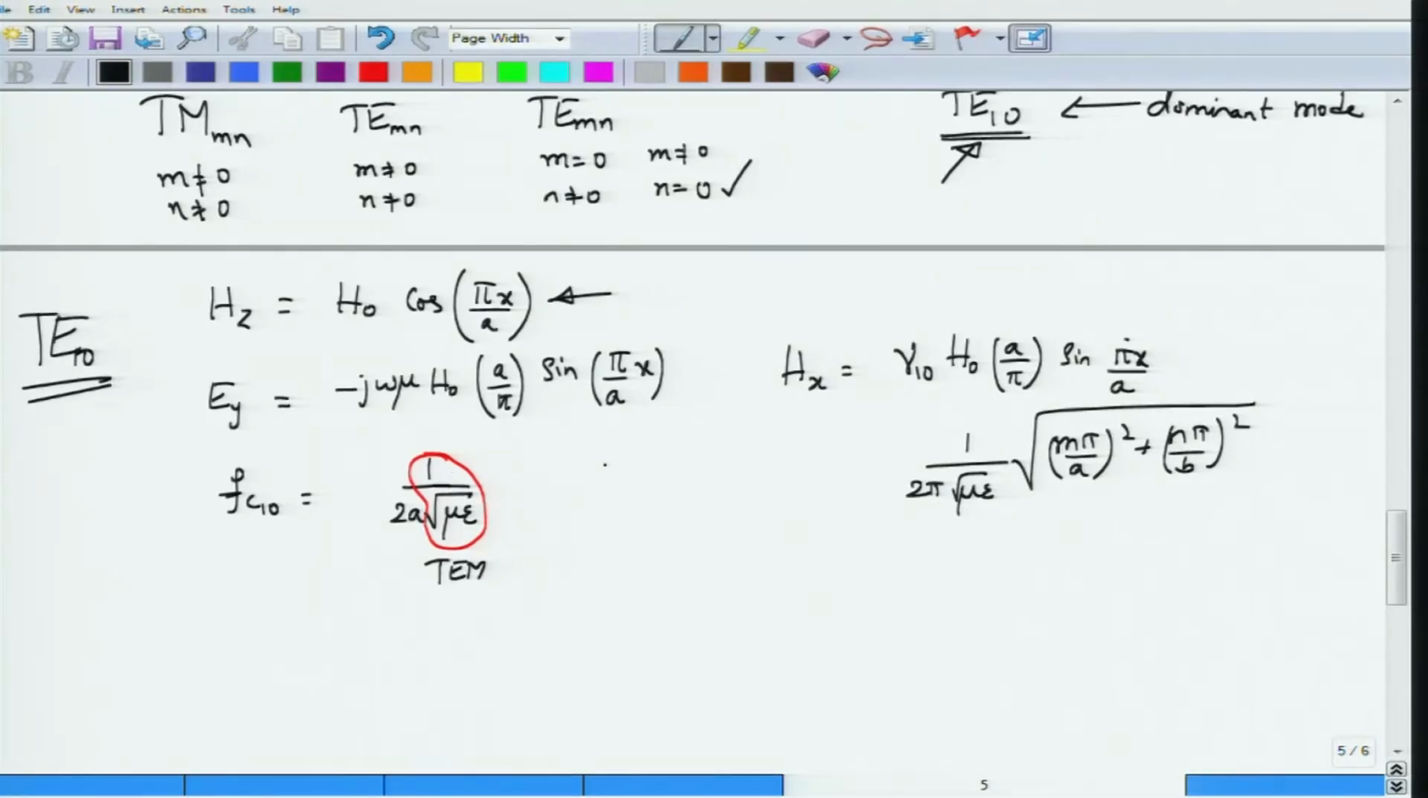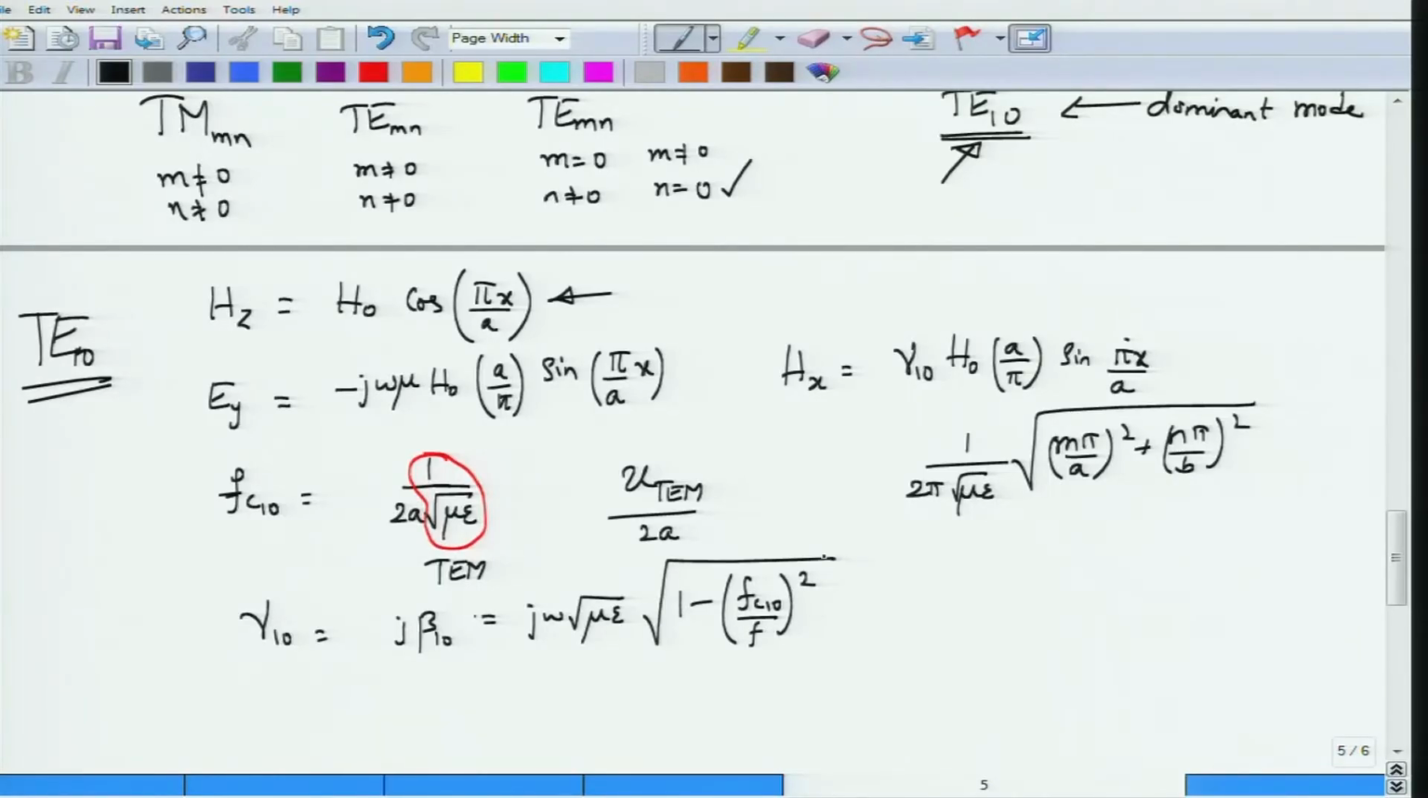So this can be written as u, the phase velocity, or you can write this as the TEM phase velocity divided by 2a. Okay. What would happen to gamma? Gamma 10 will be equal to j beta 10, assuming that your frequency is larger than fc10, and this would be equal to j omega square root mu epsilon times square root of 1 minus (fc10 by f) squared, right. So this would be the expression for gamma.